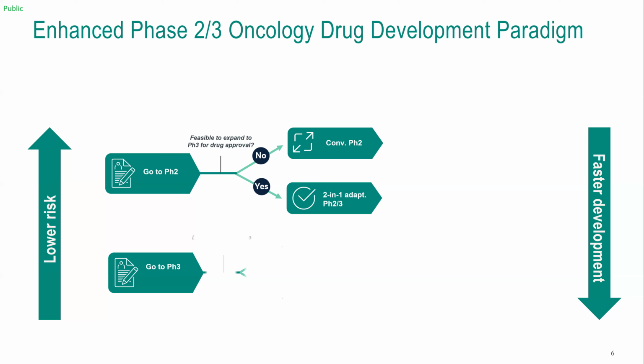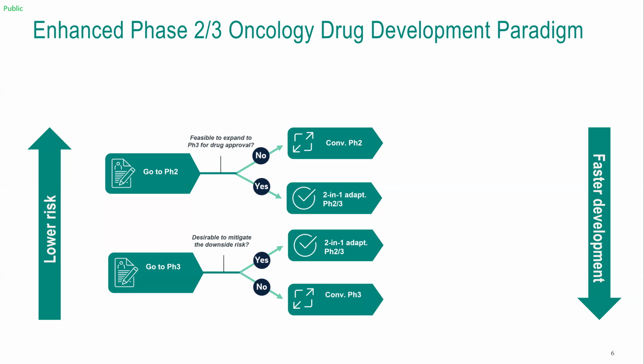On the other hand, if your bias is leaning towards straight phase 3, you ask yourself whether it's desirable to mitigate the downside risk. And if the answer to that is yes, you switch to the 2-in-1 design. And otherwise, you just go with traditional phase 3.